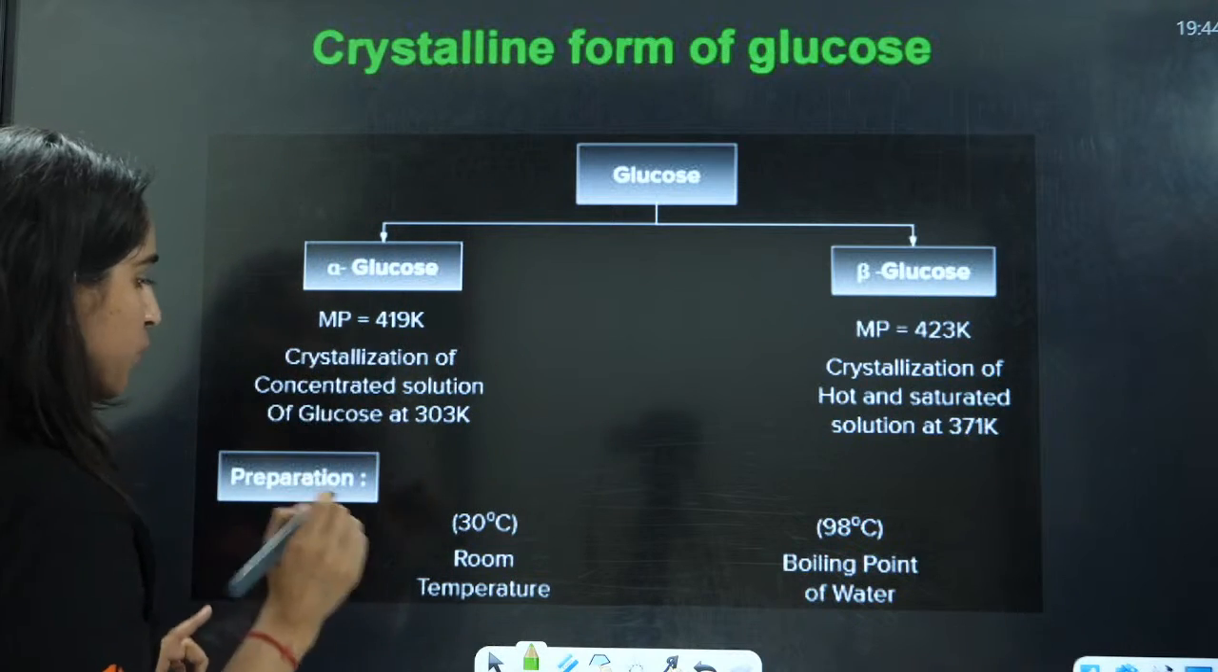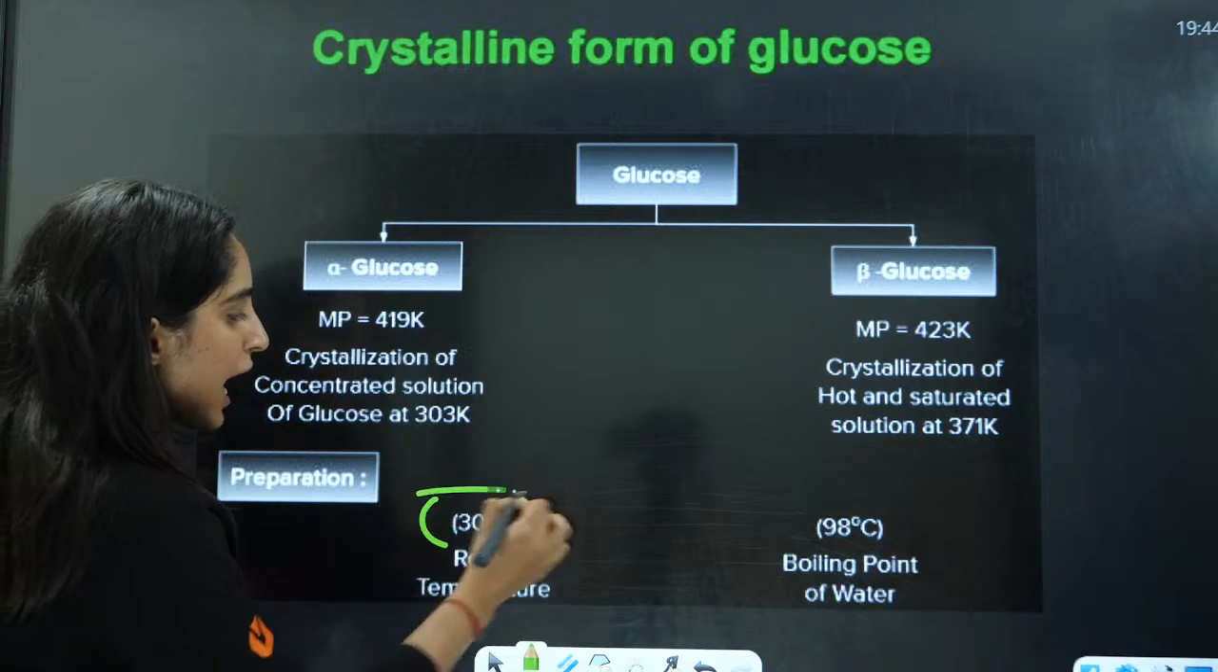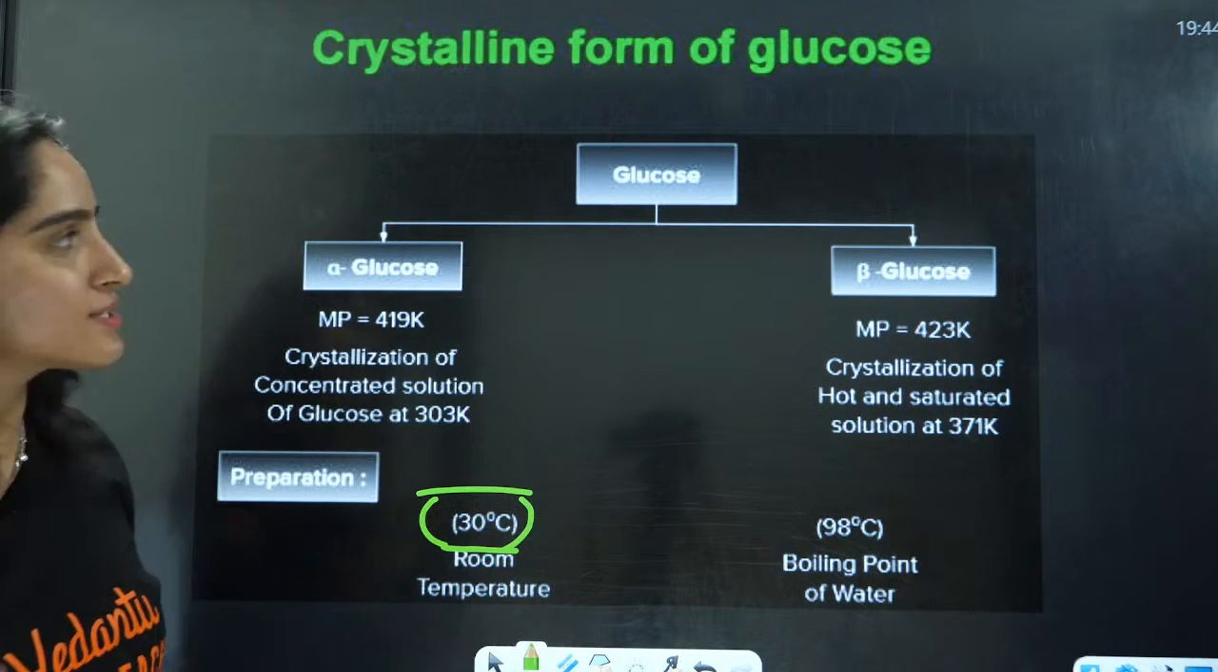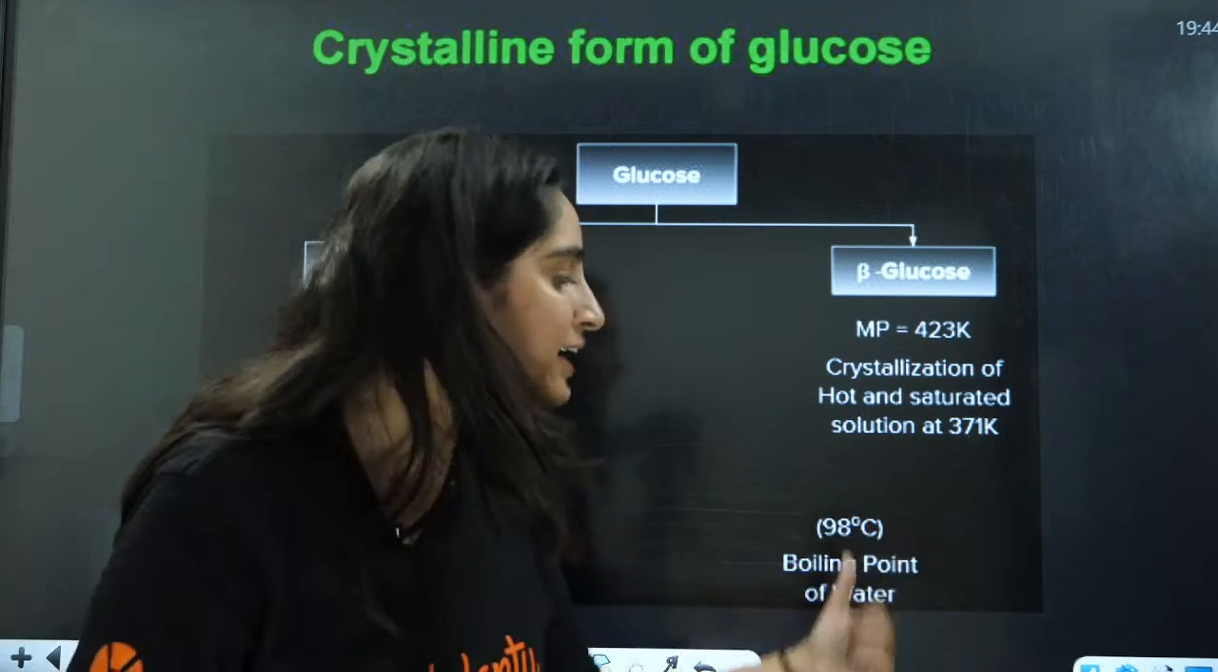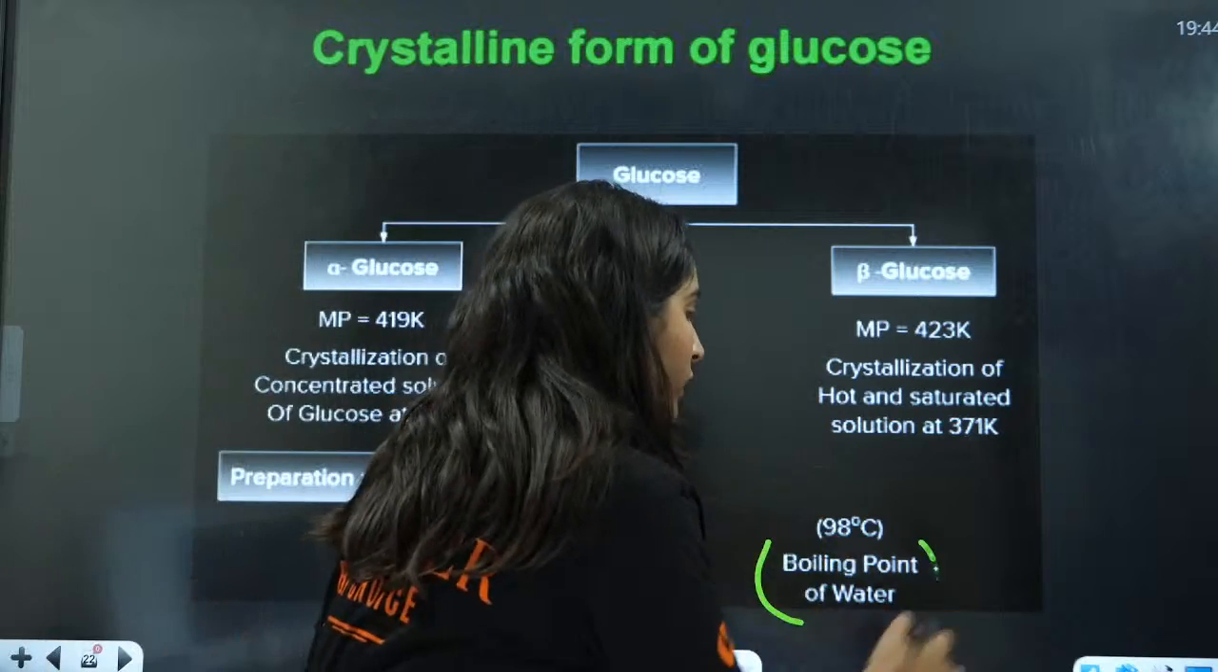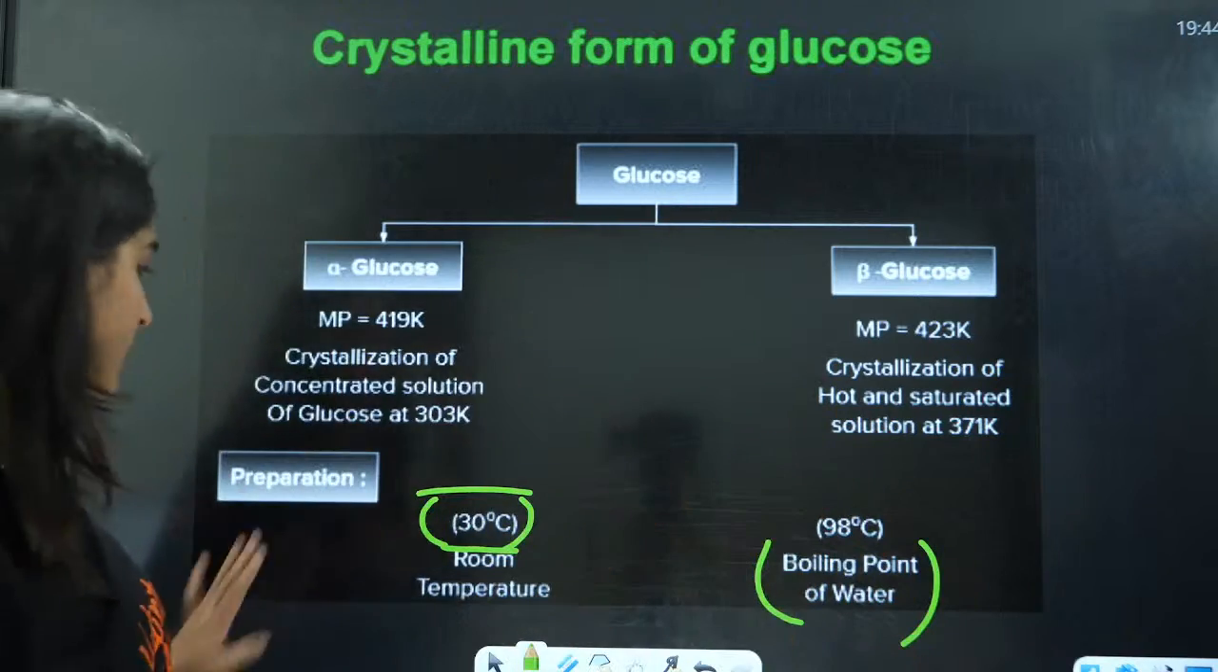Now another point that is important for you here, that at 30 degrees Celsius we have alpha glucose, and at 98 degrees Celsius, near the boiling point of water, we have the beta glucose here, right?